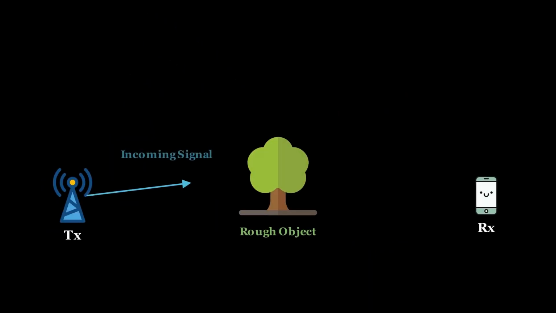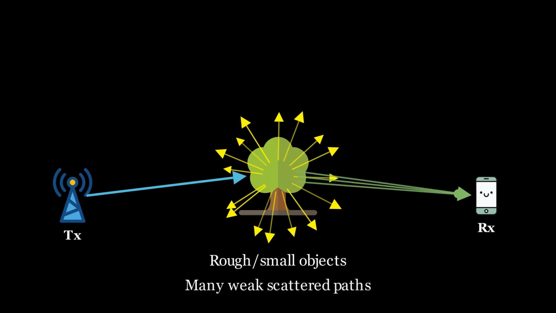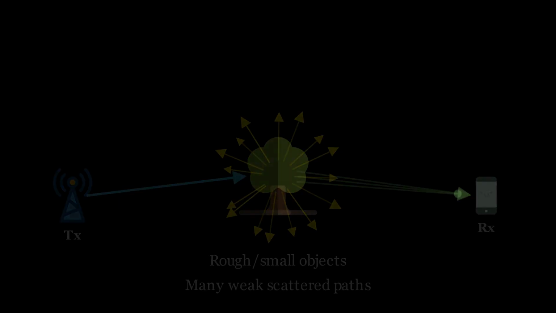Third, scattering. When signals hit rough or small objects like trees, they scatter in many directions. Unlike reflection, scattering creates many weak paths instead of one strong one. It's less predictable, but adds to the overall multipath mix.